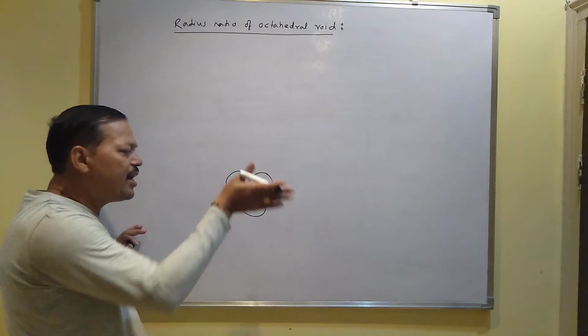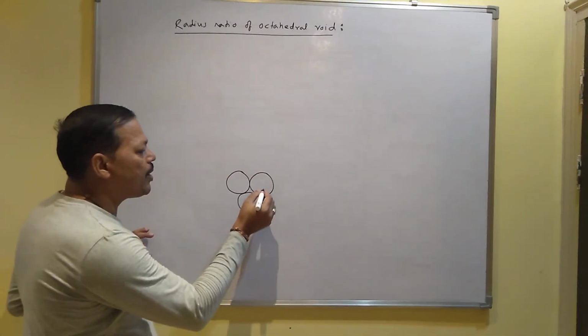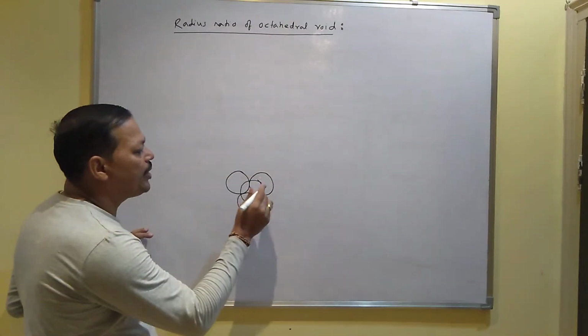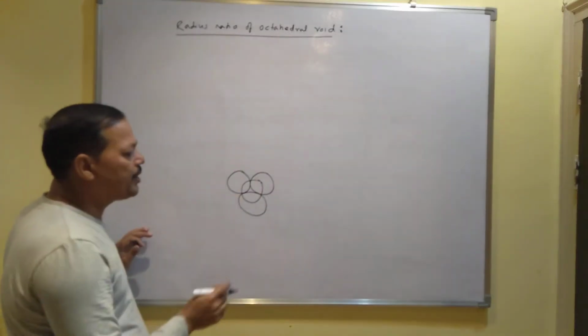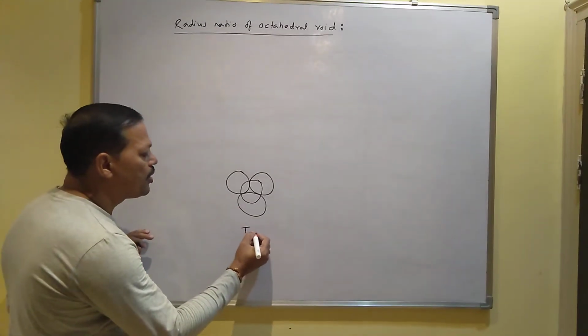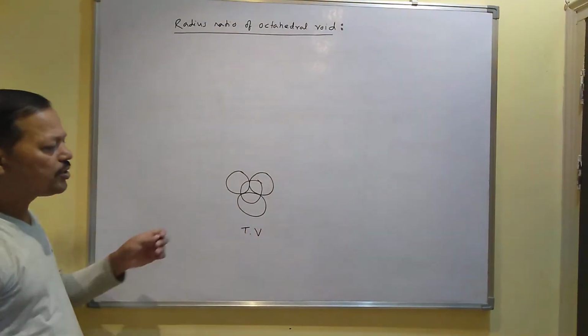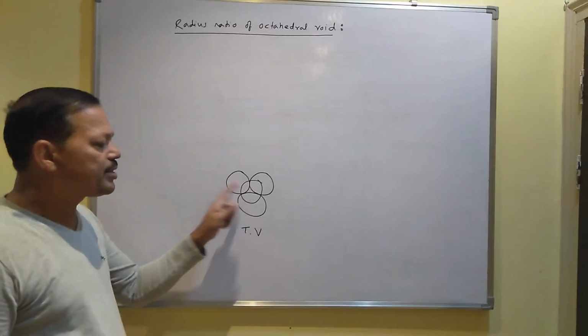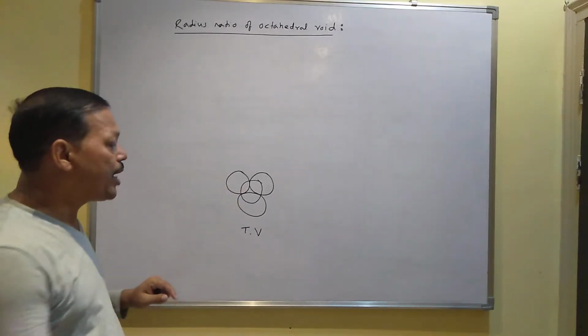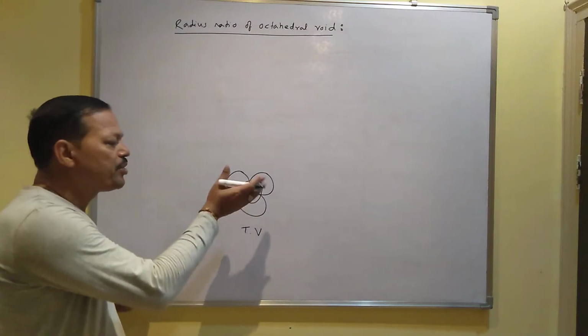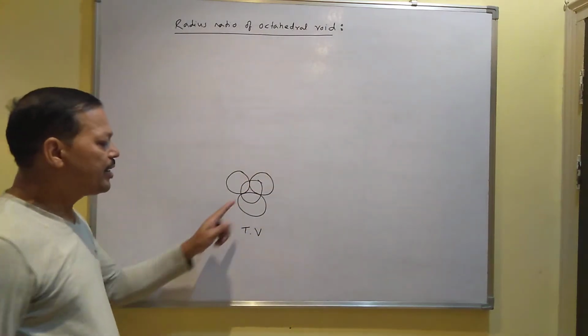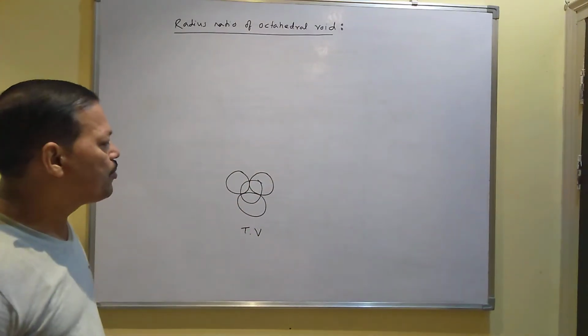When you place another layer above it, if one particle is placed this way, I mean above the void, then this type of void is called a tetrahedral void. Because its shape is like a tetrahedron, that's why it is called a tetrahedral void. I mean when a triangular void is covered by another particle, this type of void is called a tetrahedral void.